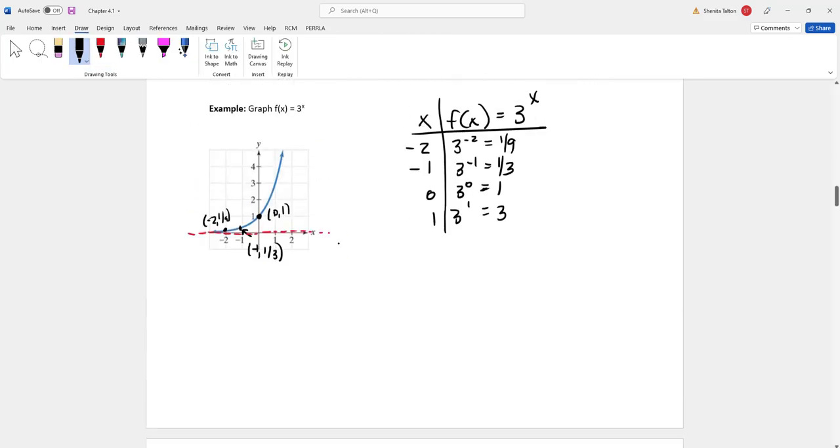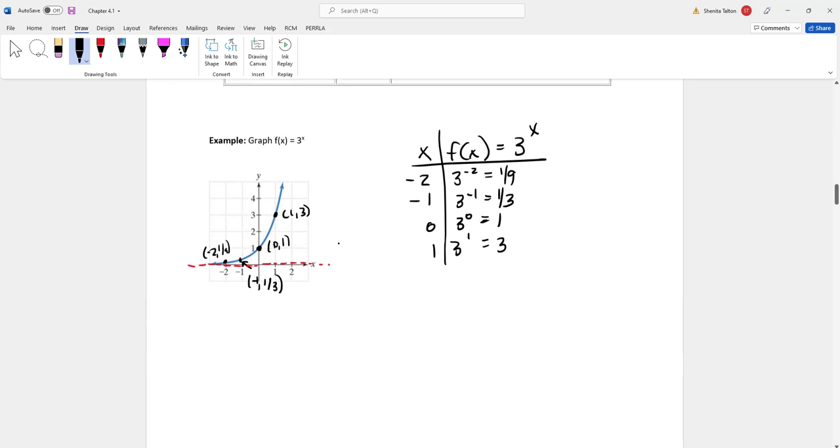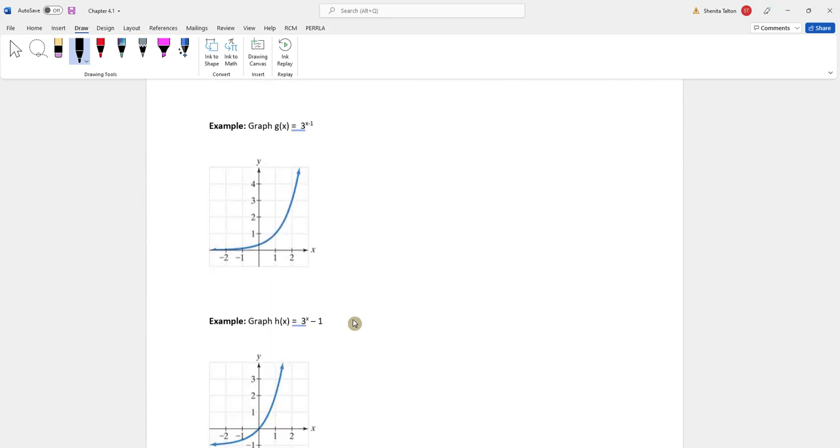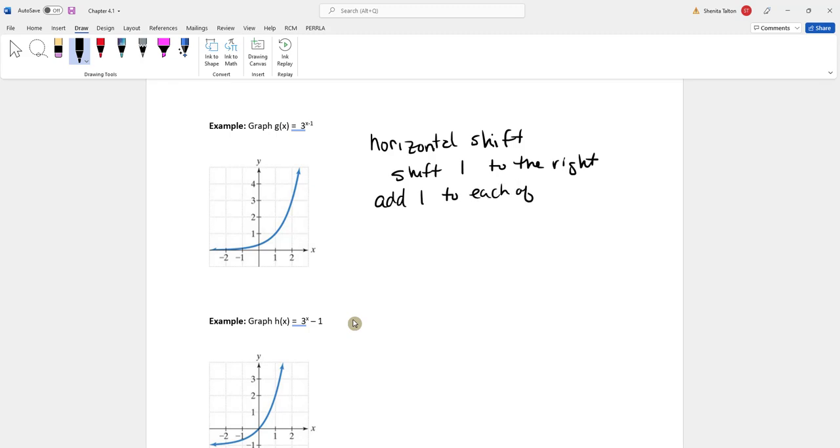So on your homework, it's going to ask you to graph it and do the horizontal asymptote. So in this graph, this is x minus 1, 3 to the x minus 1. This is a horizontal shift. Okay, so you're going to shift 1 to the right. So what you do is you're going to add 1 to each of the x coordinates.